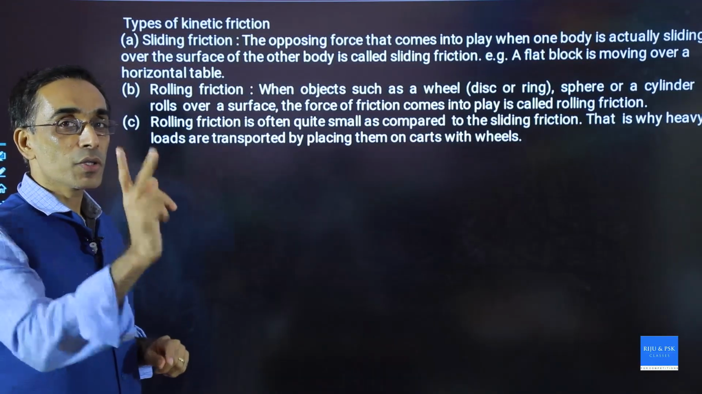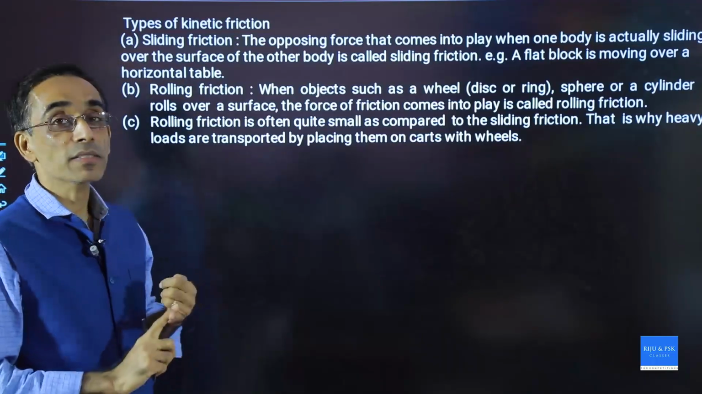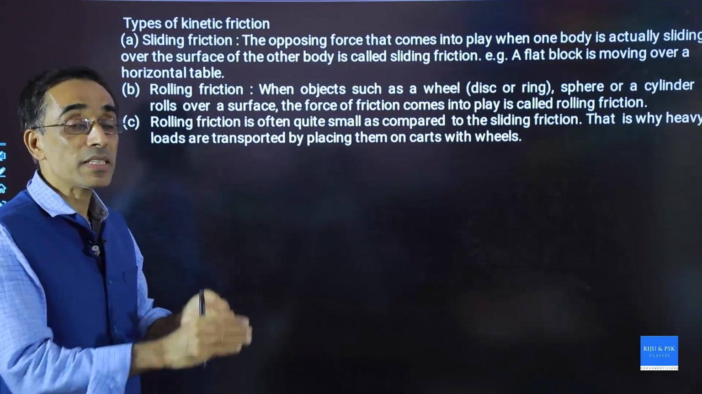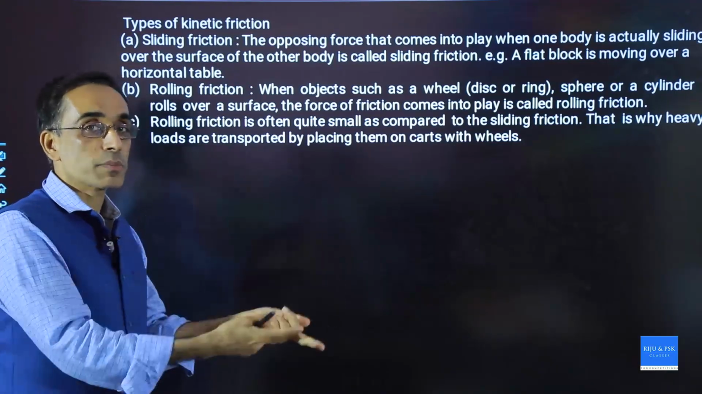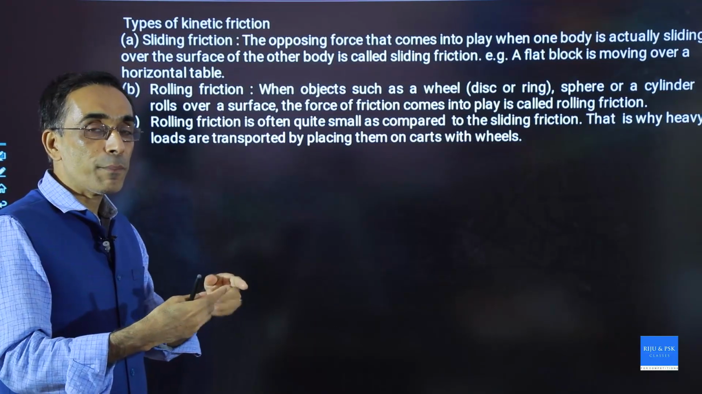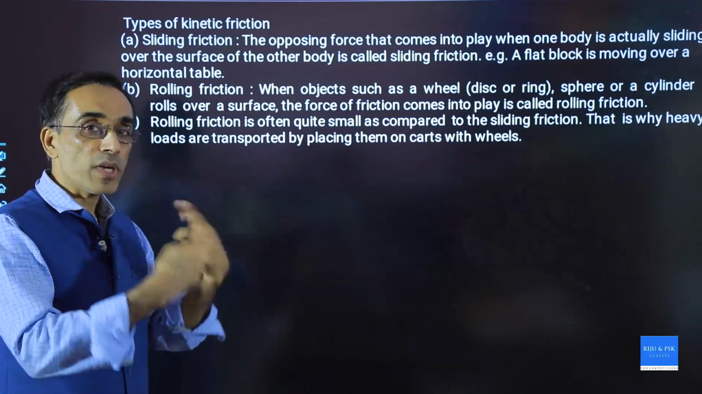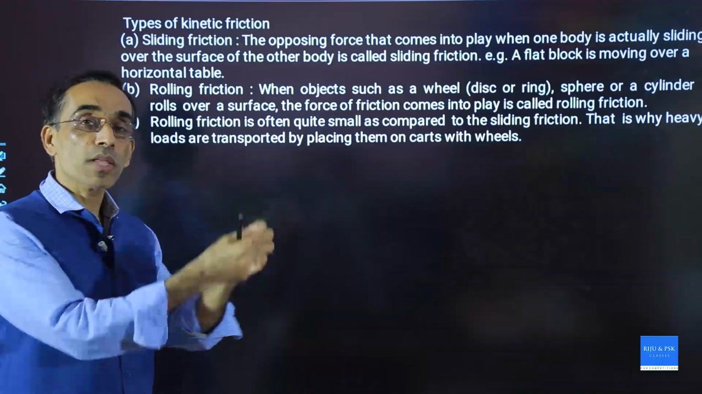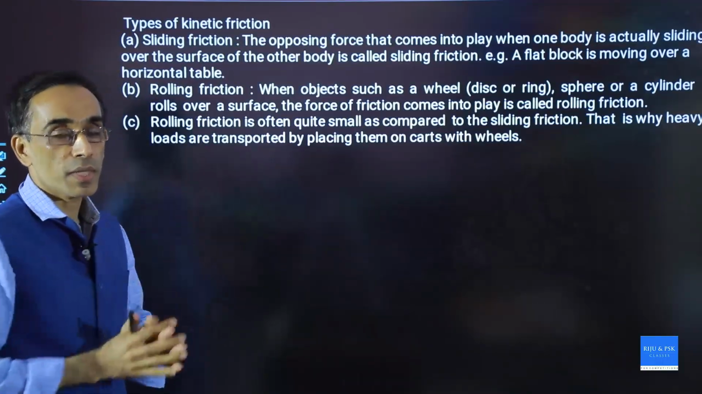So, what are the two types of kinetic friction? One is sliding friction, the second one is rolling friction. Which is more? Sliding is more. How does a wheel make motion easy? A wheel will convert sliding friction into rolling friction. Rolling friction is very small, so motion will become easy.